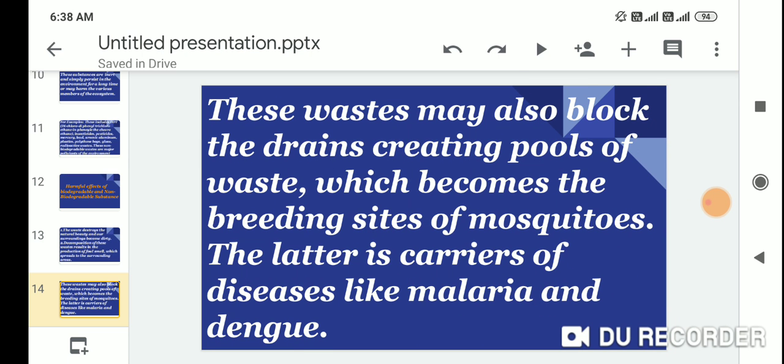And third, these wastes may also block the drains, creating pools of waste which become breeding sites for mosquitoes. The latter carry diseases like malaria and dengue.